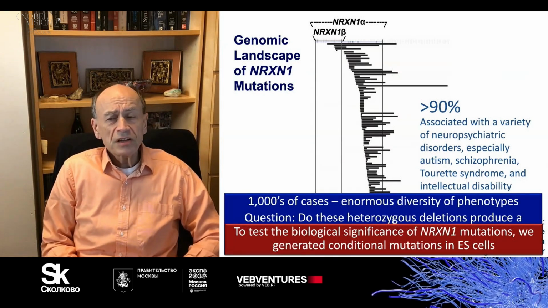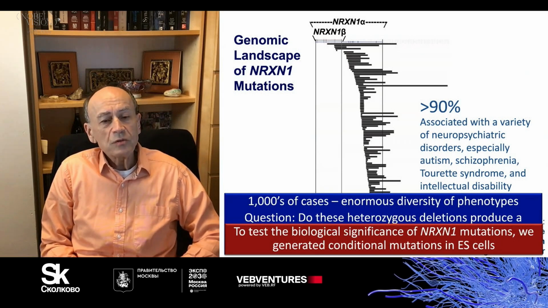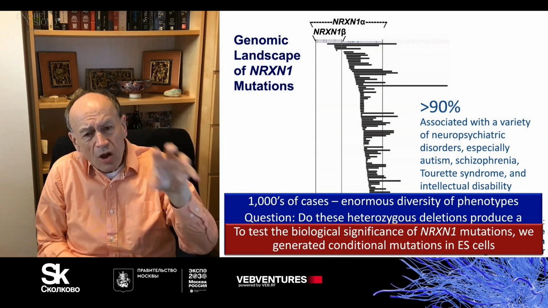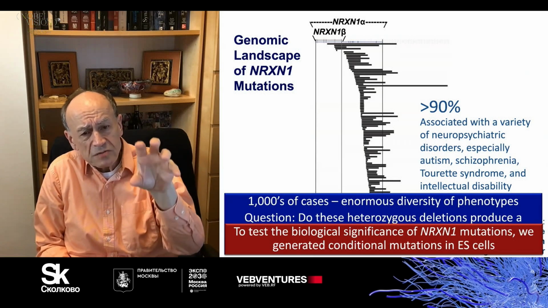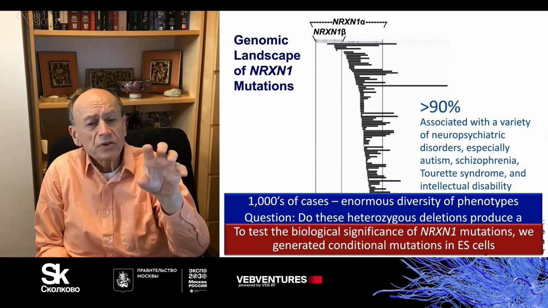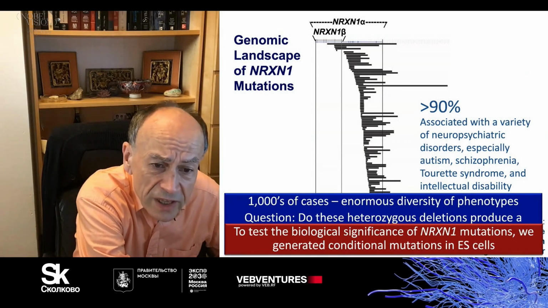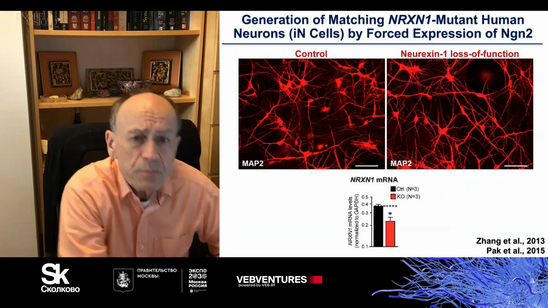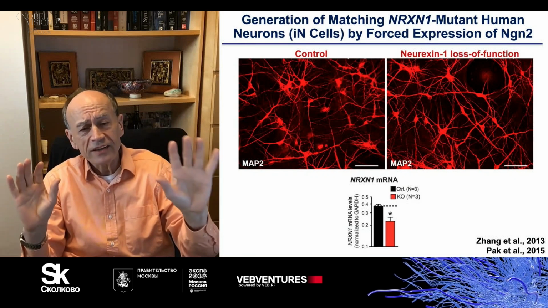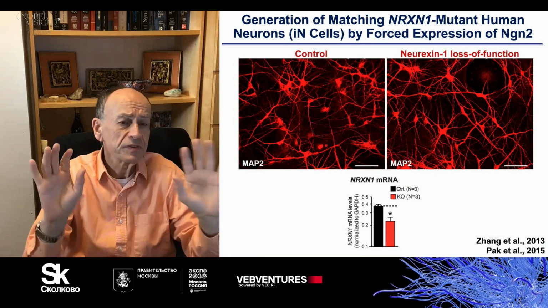And we first generated conditional mutations in ES cells, mutations in which there is an ES cell that has the normal two neurexin-1 genes, but one gene is a conditional mutant. And if we add Cre recombinase, we turn this into a real mutation. And using this, we can create neurons that are perfectly matched, but one of them lacks one of the alleles of neurexin-1, the other one is perfectly normal.